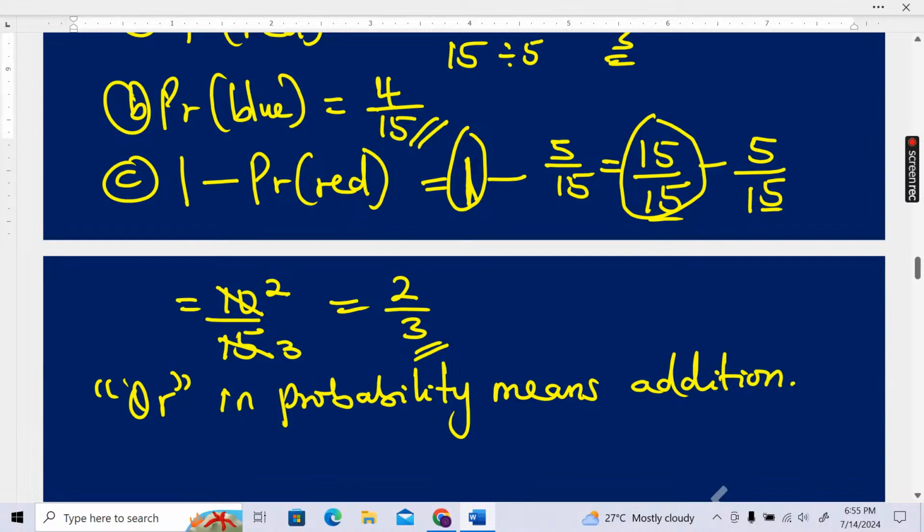Or in probability means addition. Yes, everybody type it. Or in probability means addition.